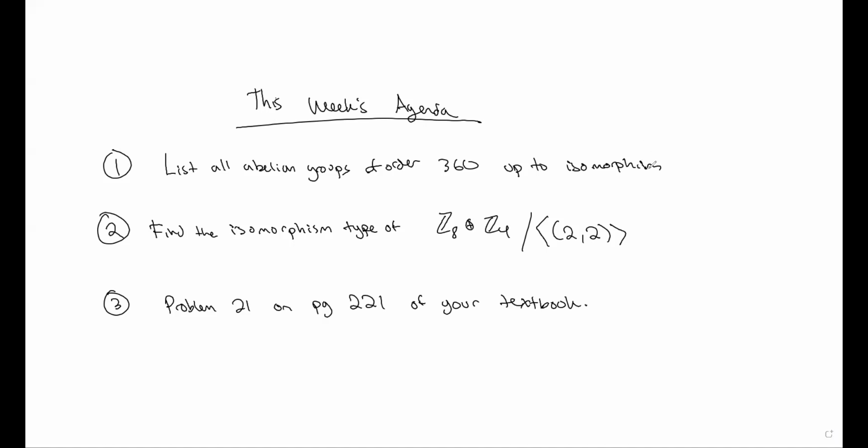So this week's general theme is finding the isomorphism type of a finite abelian group. First we're going to list all the abelian groups of order 360 up to isomorphism, then find the isomorphism type of Z8 plus Z4 mod the subgroup generated by (2,2). And then we'll do problem 21 on page 221 of your textbook, which is also about finding isomorphism types.